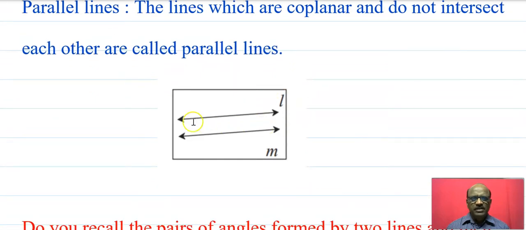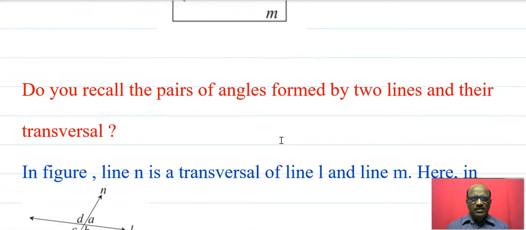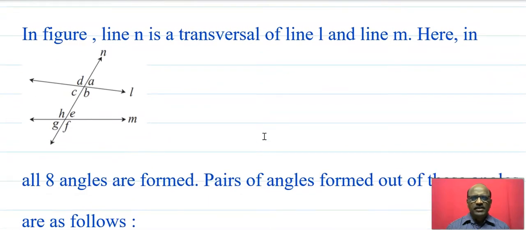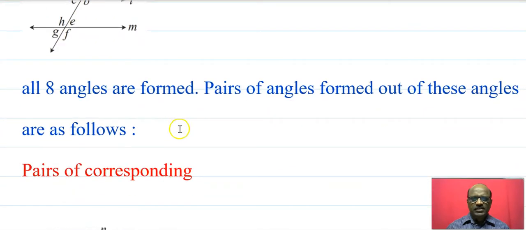Now in this figure, line L and line M are two parallel lines. Do you recall the pairs of angles formed by two lines and their transversal? Yes, we can recall it. In the figure, line N is the transversal of line L and line M. Here, in all, 8 angles are formed. These are A, B, C, D, E, F, G, H. Pairs of angles formed out of these angles are as follows.